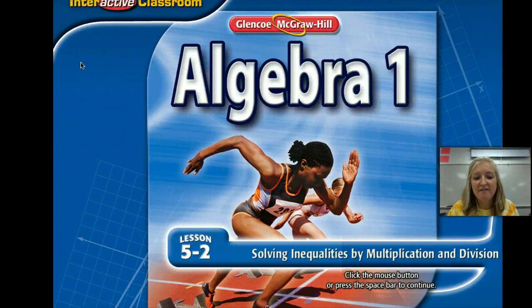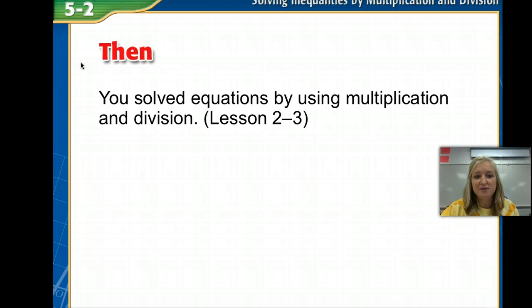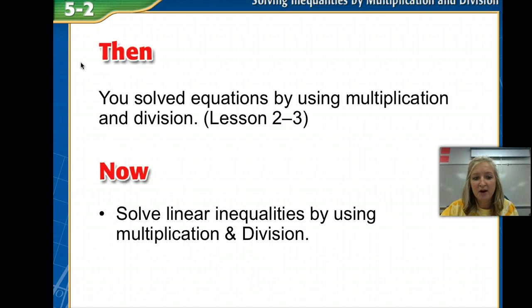This is lesson 5.2, solving inequalities by multiplication and division. The previous objective was to solve equations by using multiplication and division back in chapter 2. And today we are solving linear inequalities by using multiplication and division. Same concept, same rules apply, although instead of an equal sign, we will be dealing with an inequality sign. Let's get started.